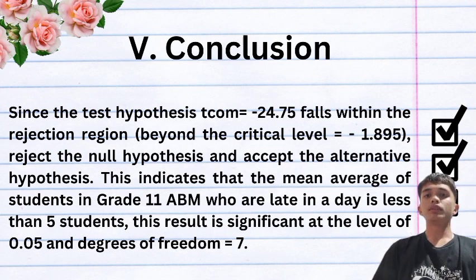Since the test statistic equal to negative 24.75 falls within the rejection region, that is beyond the critical value equal to negative 1.895, reject the null hypothesis and accept the alternative hypothesis. This indicates that the mean average of students in grade 11 ABM who are late in a day is less than 5 students. This result is significant at the level of 0.05 and degrees of freedom is equal to 7.